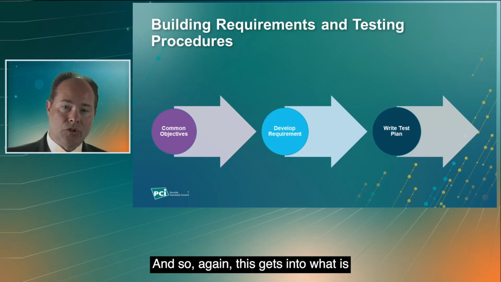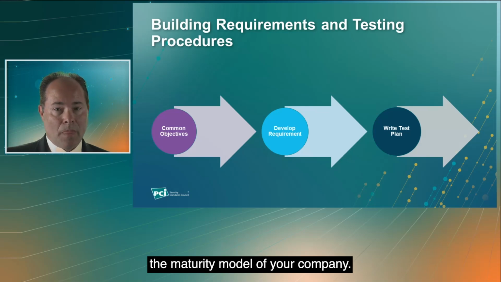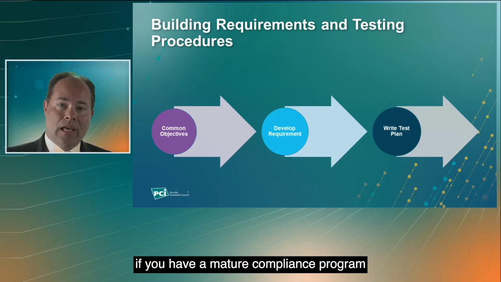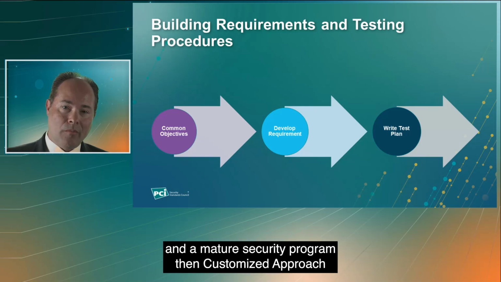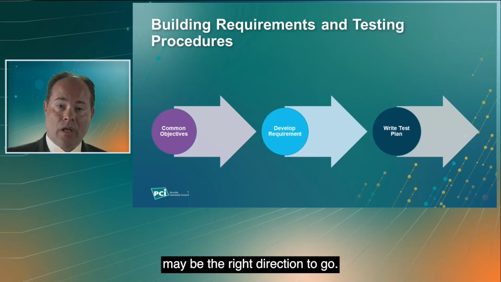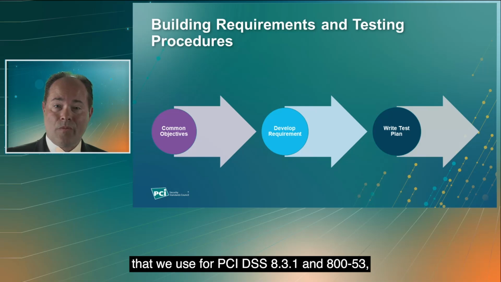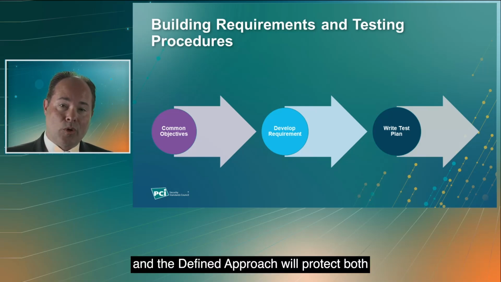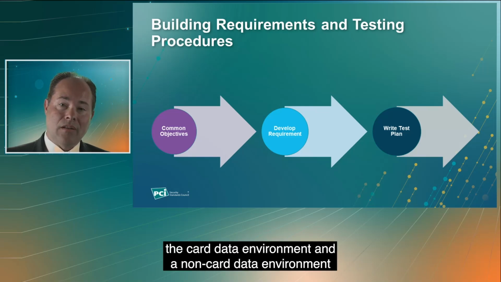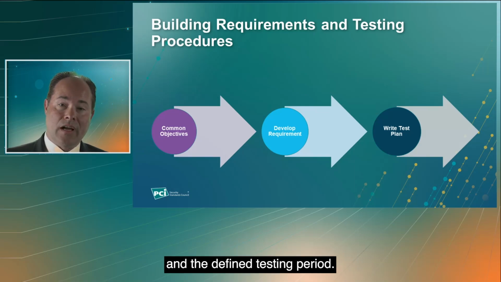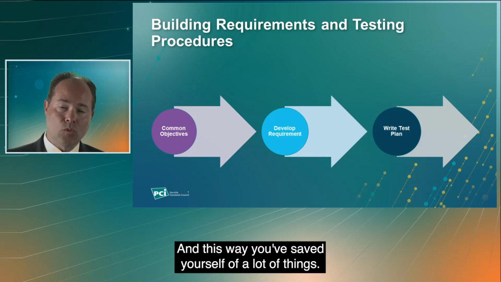And so again, this gets into the maturity model of your company. If you have a mature compliance program and a mature security program, then the customized approach may be the right direction to go. However, if you have a control, such as the example we used for PCI DSS 8.3.1 and 800-53, where the defined approach will protect both the card data environment and a non-card data environment, then use the defined approach and the defined testing procedures. This way, you've saved yourself a lot.